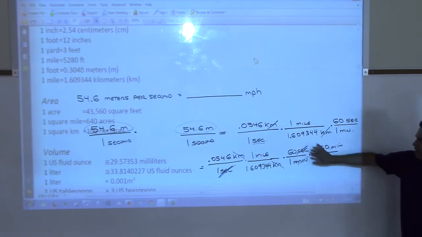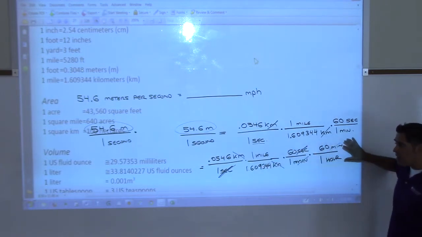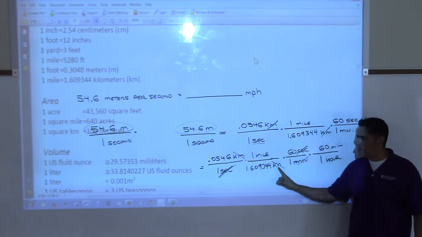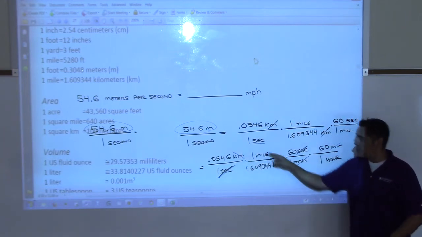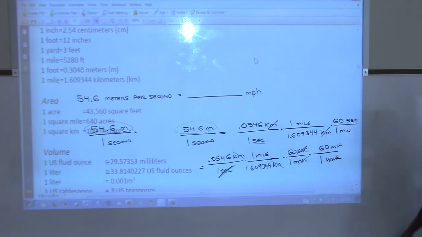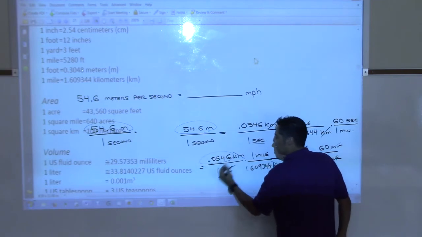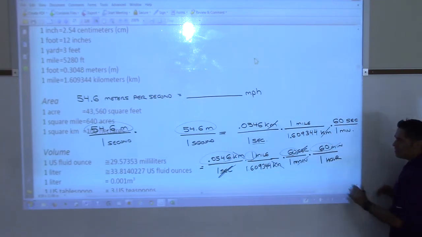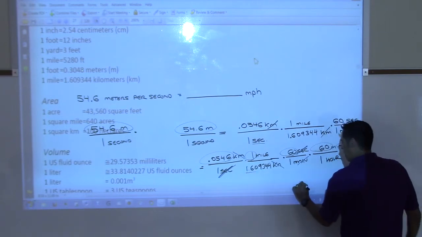And the way you set up these proportions is all dependent on where you're trying to go. If things are on the top, you've got to put the unit on the bottom so it cancels. If it's on the bottom, you've got to put it on the top. All right, so you're going to do this number times 1, that doesn't matter, times 60, get that answer, and then divide that by this. Who has that for me?